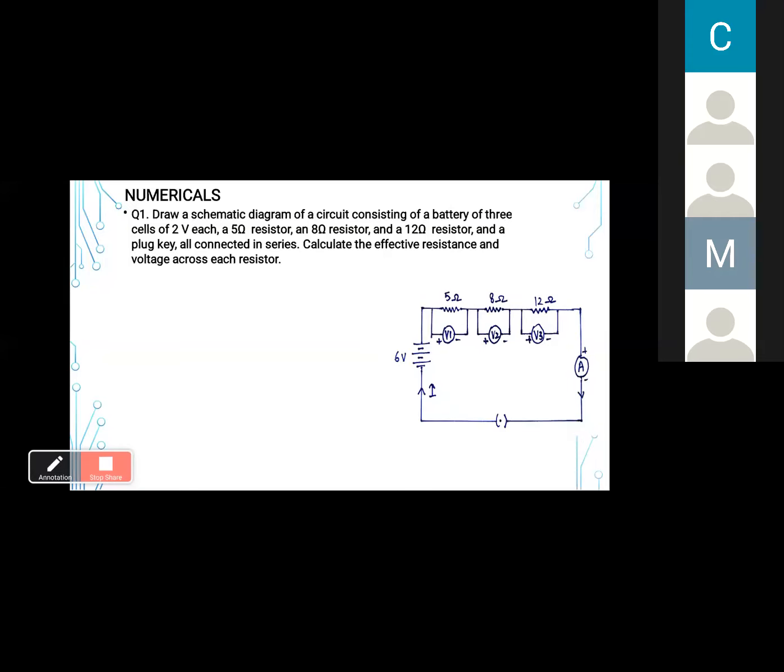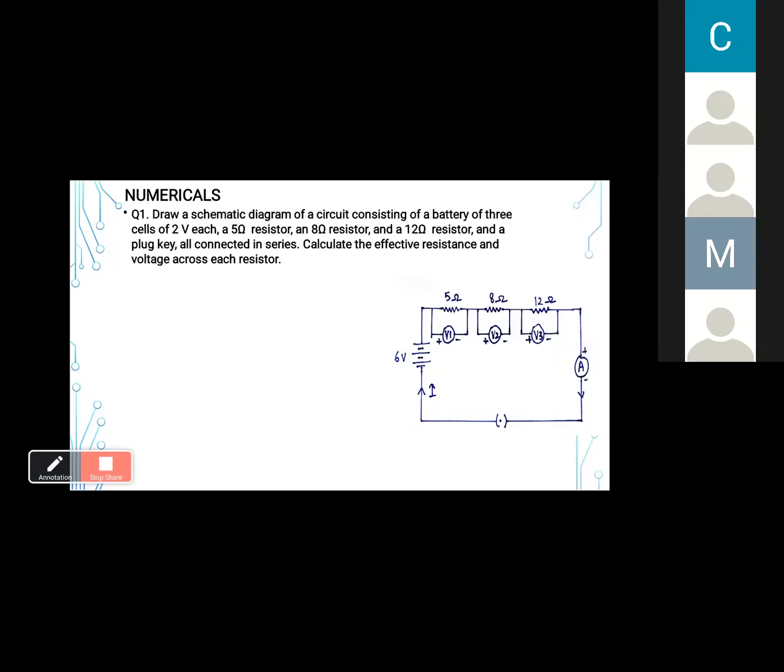So this is the circuit of it. As they are saying, there are 3 cells of 2 volt each. So 3 cells I have connected here. 3 cells of 2 volt means it's a 6 volt battery. Okay, 3 into 2. Then I have 5, 8, and 12 in series resistor. Ammeter I have connected in series with the circuit, and voltmeter across each resistor different because voltage is different across each resistor in series circuit. So V1, V2, V3 I connected in parallel.